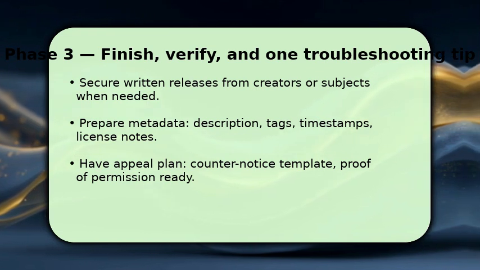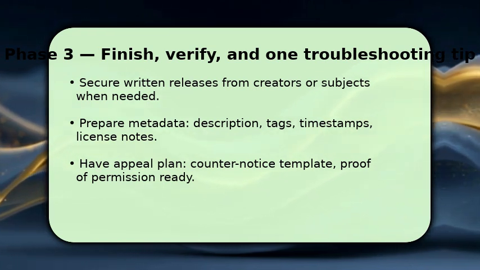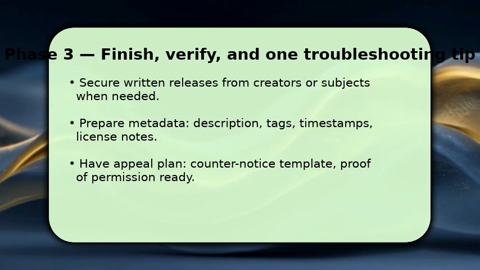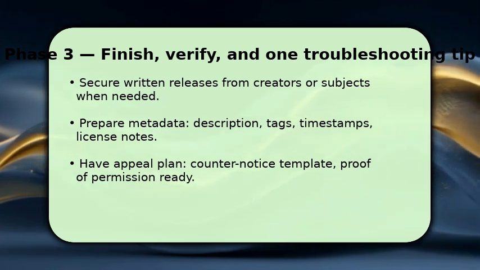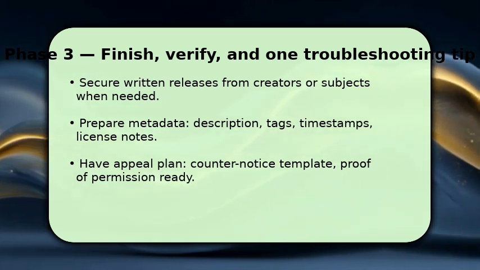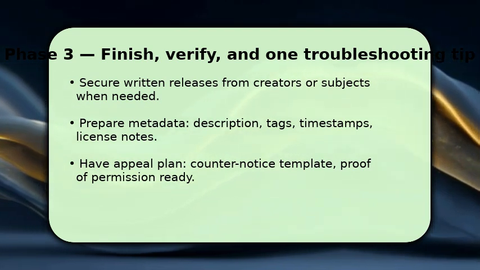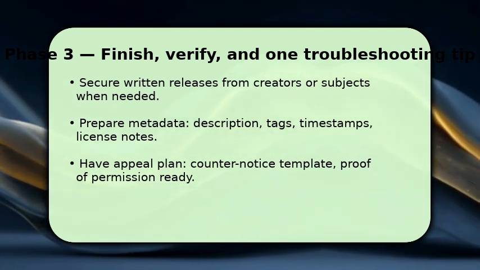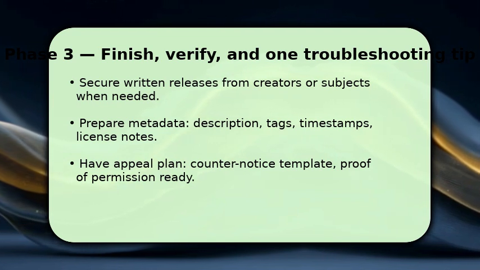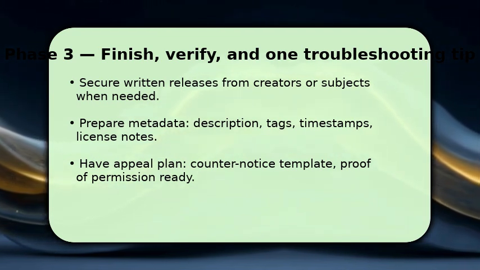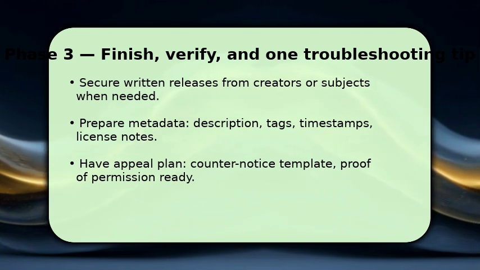Prepare upload materials. Include concise license notes, timestamps for used segments, and credit lines in the description. Once uploaded, monitor takedowns and save all your permissions in an accessible folder. If you receive a claim, use your documented proof and a written counter notice. If unsuccessful, modify the clip further or replace the segment so you avoid repeat claims.